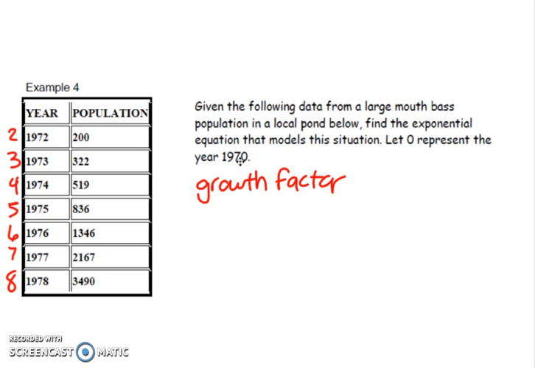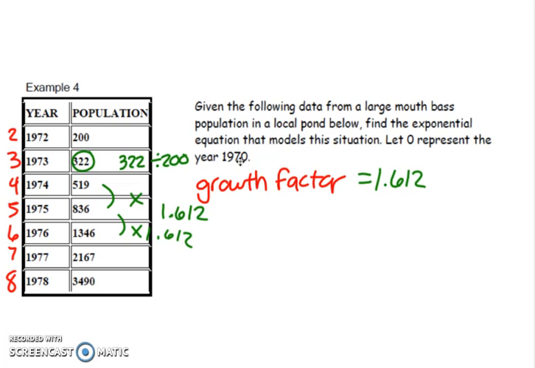Okay, so to do that, I'm going to pick a number. So let's pick this number. So I'm going to do 322 divided by the one before it, which is 200. So 322 divided by 200 is 1.612. So that is my growth factor. Okay, you can check it, and so you can do 519 times 1.612, and hopefully you are going to continue to get those numbers.